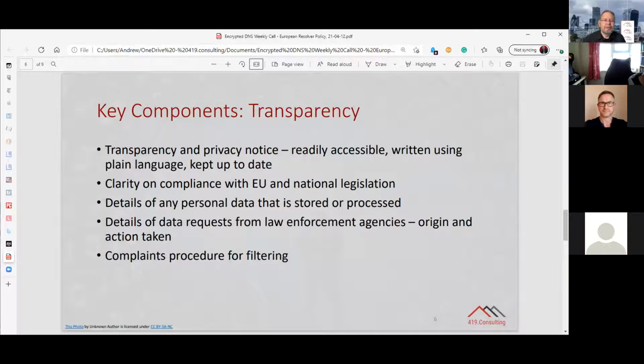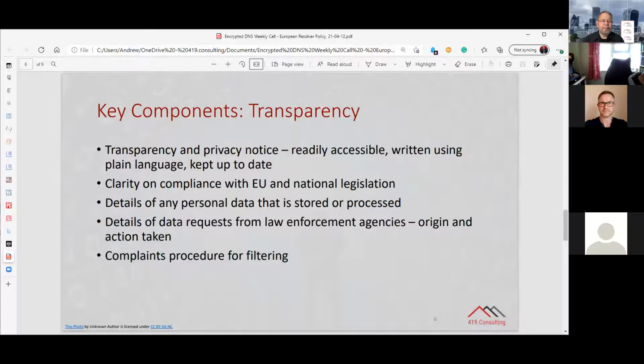And then moving to the third main component of the policy, which is around transparency. There should be a transparency and privacy notice. And I should say this may be a discrete standalone thing, or if it's an entity that operates a range of other services beyond DNS, they may well have an existing policy, so this may be an addition to the content of that document. Important things though: such a document should be readily accessible to users. No point having it if they can't find it. It should be written in plain language and it should be up to date.